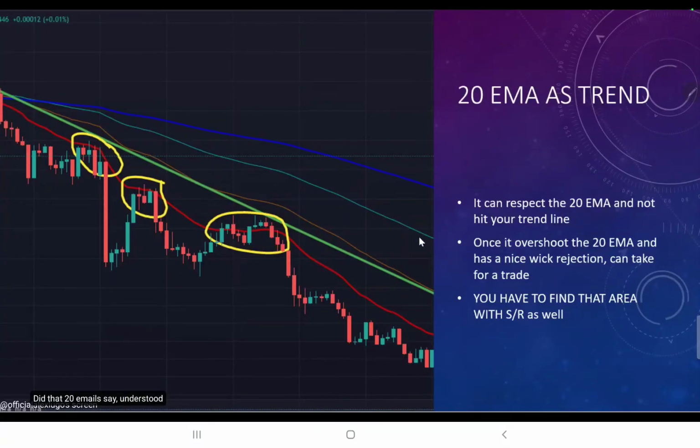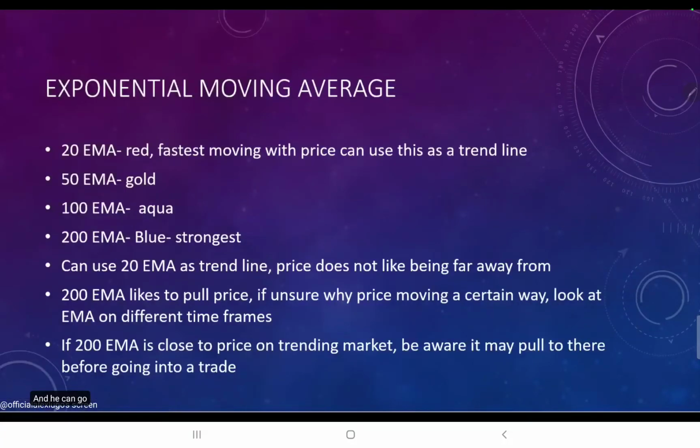Understood. Perfect. Okay, and the 200, I'm not going to actually go over that. That's Alex's. He can go over Slingshot with you guys. Okay, so that is how I use that 20 EMA.